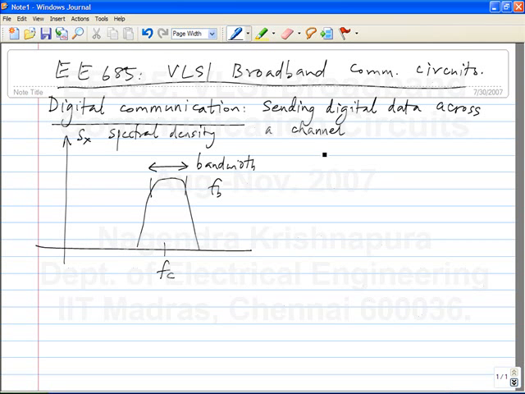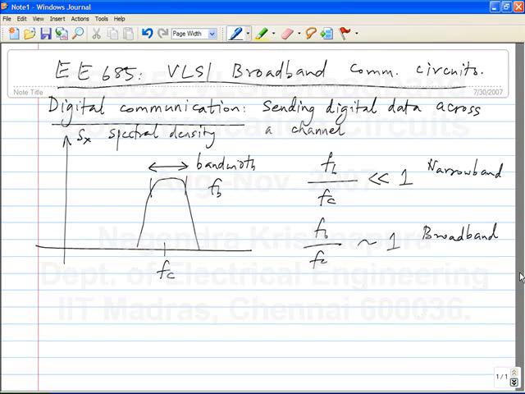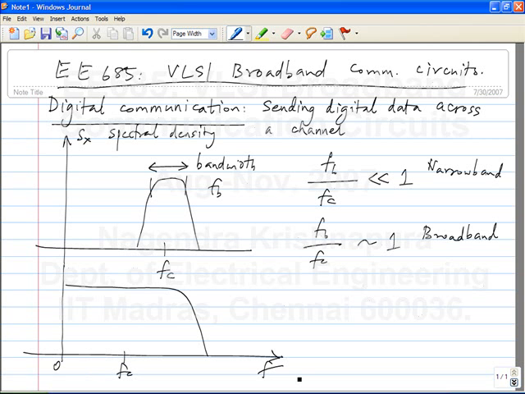We use the ratio Fb by Fc to distinguish between narrowband and broadband signals. If Fb by Fc is much smaller than 1, it's a narrowband signal, and if it's of the order of 1 or even more, it's a broadband signal. The spectral density of a broadband signal might look like this. It may extend all the way up to DC or something close to DC and up to some high frequencies. In this case, if you think of this as the center frequency, the ratio of bandwidth to center frequency is 2.